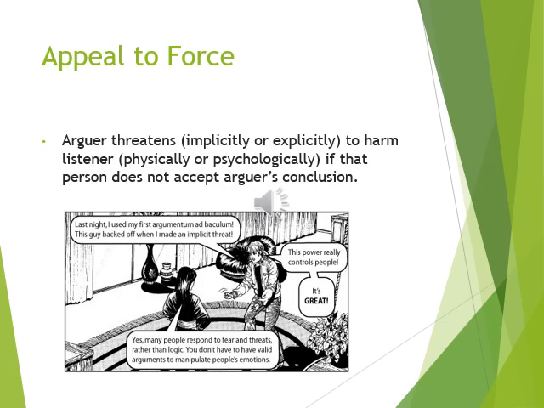So in the appeal to force, an arguer threatens, either implicitly or explicitly, to harm a listener in some way, physically, psychologically, emotionally, economically, if that person does not accept the arguer's conclusion. So here a fallacy is committed because the only evidence given for the conclusion is the threat, and therefore we have a different kind of fallacy of relevance than the appeal to pity, but structurally it has the same dynamic. No actual evidence is given, but we might be psychologically persuaded to accept the conclusion because we don't want to be harmed, and that's why this fallacy can be effective, but it's not logically sound.